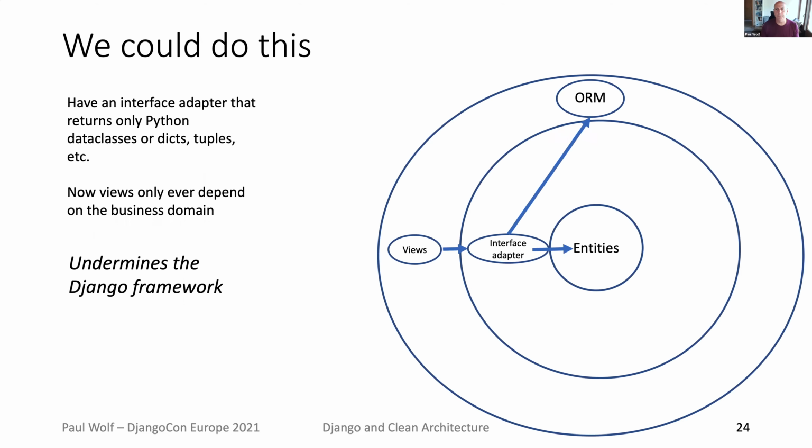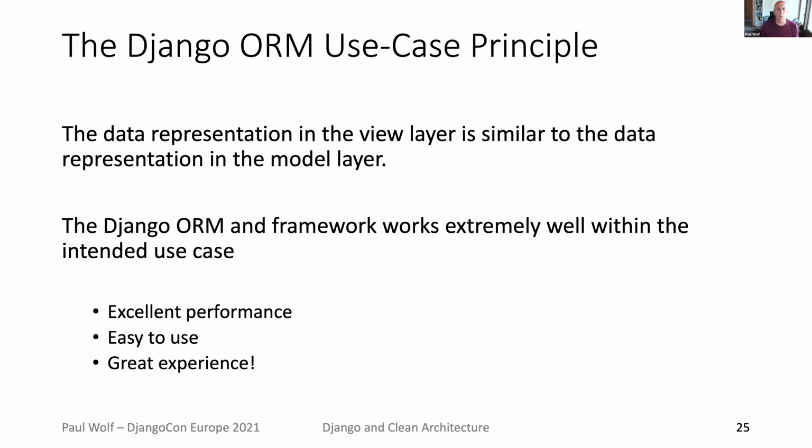So we could do this. If it's a problem that the ORM has these shortcomings in the sense of mixing details with the domain, we could say, okay, fine, let's just create an interface adapter on the entities layer and have that call the ORM, and we won't see the ORM from our views, and it will just return dictionaries, tuples, or data classes. And we could do that. The only problem with that is it does undermine the Django framework. So you're not really using Django in the way it's meant to be used.